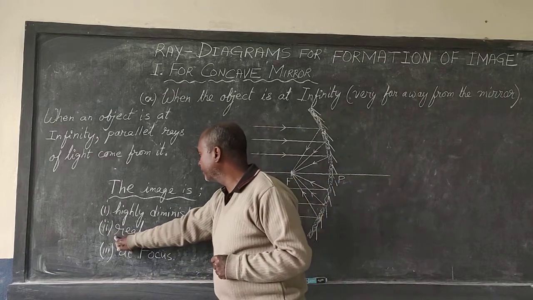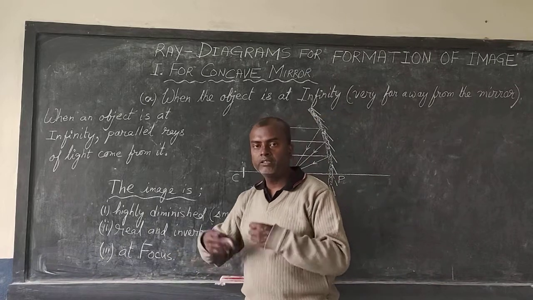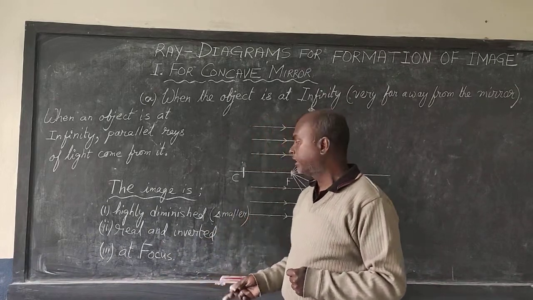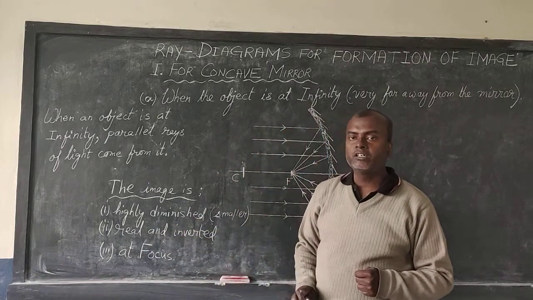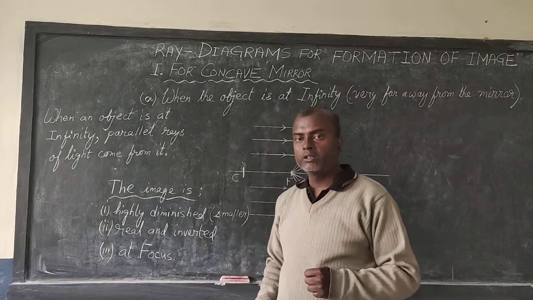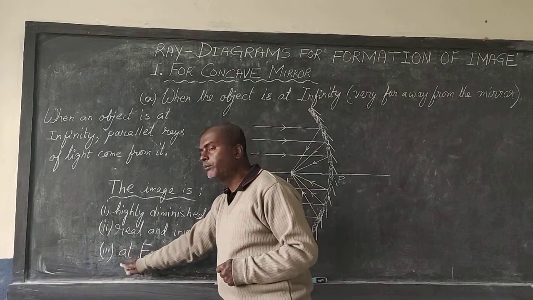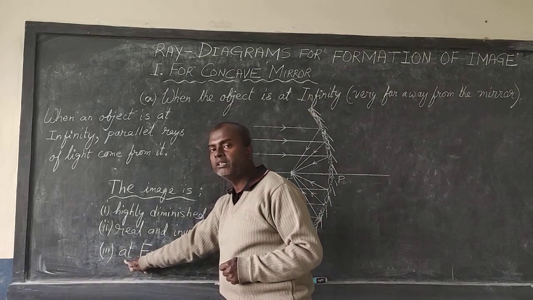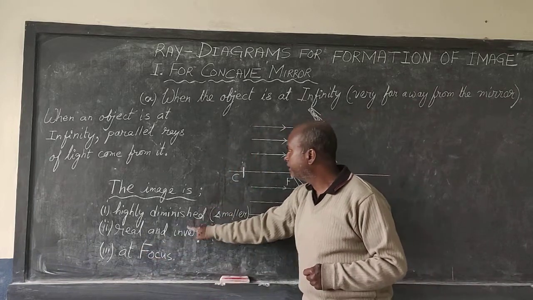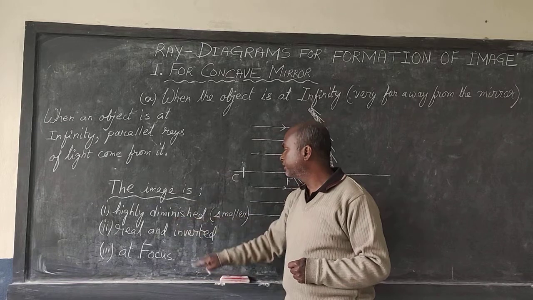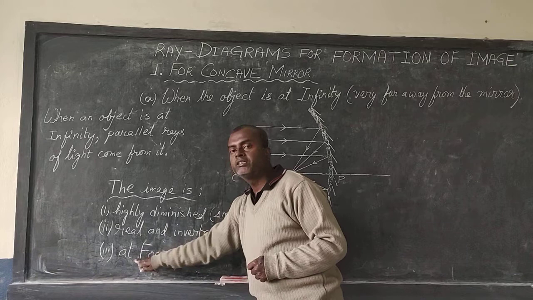The second thing that I have written about the image is that it is real and inverted. I am going to discuss this point in the later part. As of now, just keep in mind that the image is real and inverted. I am going to discuss what is a real image and what is a virtual image, but first of all, let us finish this topic. The third thing I have written is the position of the image. Where is the image? At focus. So these are the three characteristics of the image. The image is highly diminished, the image is real and inverted, and the image is at focus.